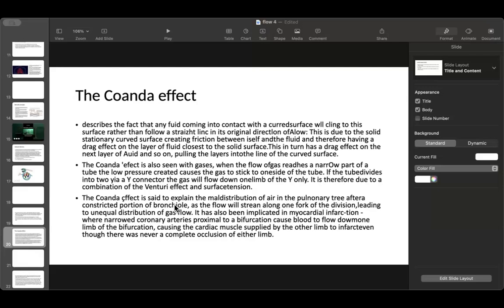So in short, if we have a flow of fluid or gas and there is a curved surface, due to the frictional forces between them, instead of the fluid continuing in a straight line, it tends to move along the curve. This phenomenon can explain the maldistribution of air in the pulmonary tree after a constriction. It has also been implicated in myocardial infarction, where coronary arteries proximal to a bifurcation cause blood to flow down one limb of the bifurcation and omit the other.